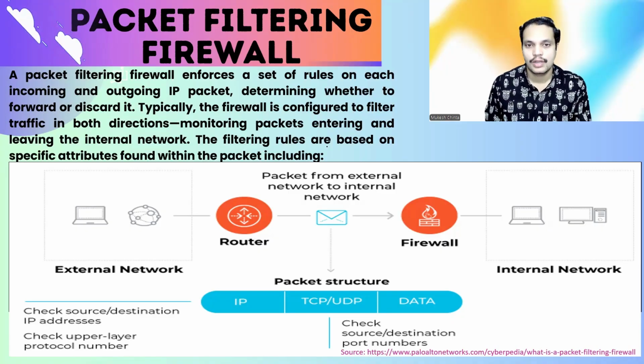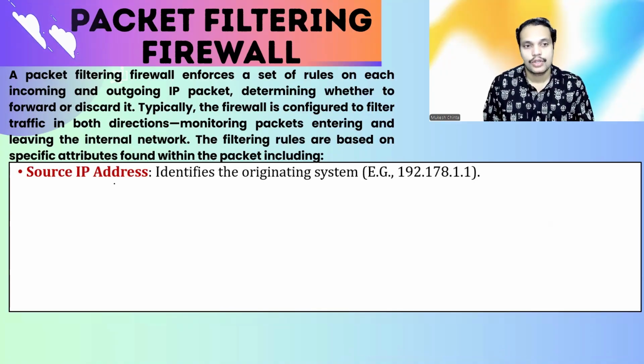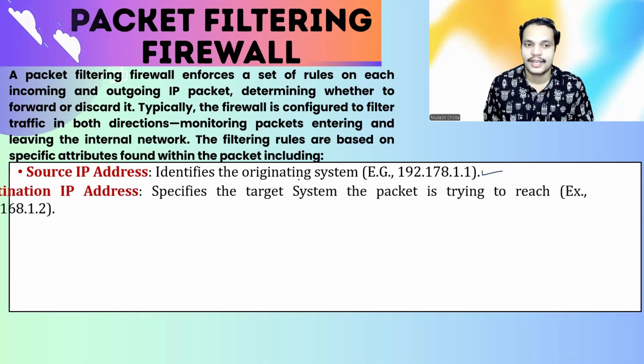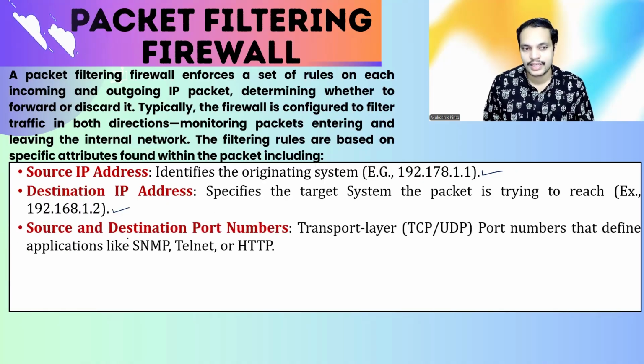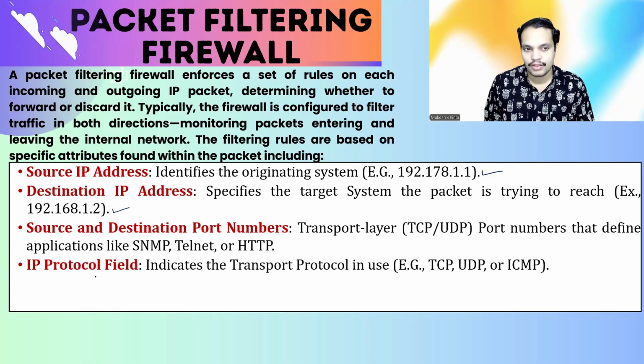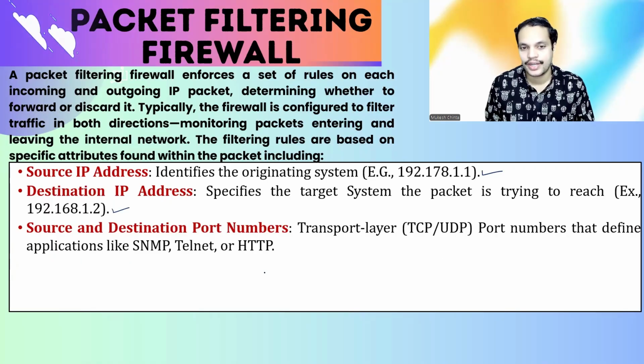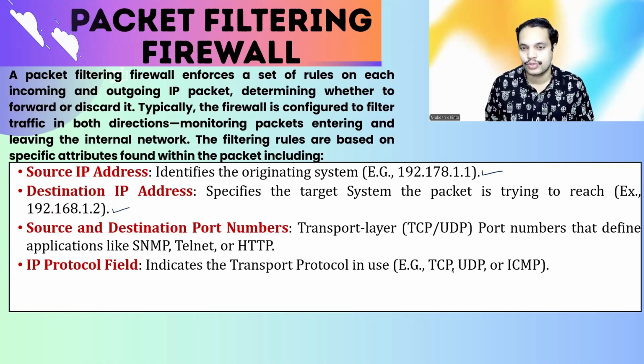The filtering rules are based on specific attributes found within the packet, including the source IP address, which identifies the originating system from where the packet has been generated, and the destination IP address, to where the IP packet is going, which specifies the target system the packet is trying to reach. The third one is the source and destination port numbers. It corresponds to the transport layer's port numbers that define the applications like SNMP, Telnet, or HTTP. The fourth one is the IP protocol field. It indicates the transport protocol in use, which is either TCP, UDP, or ICMP.